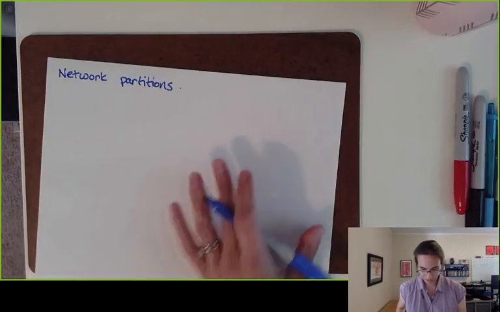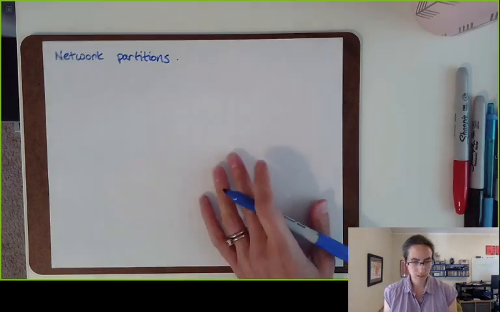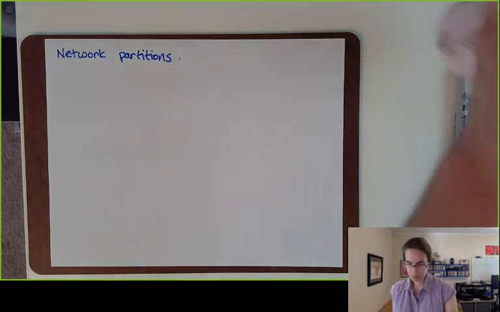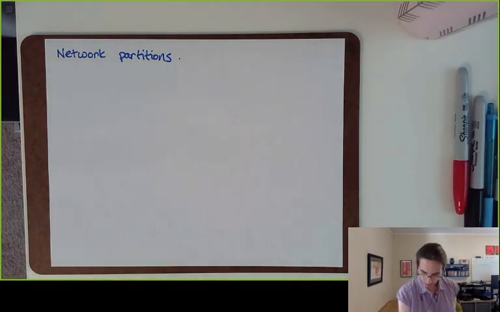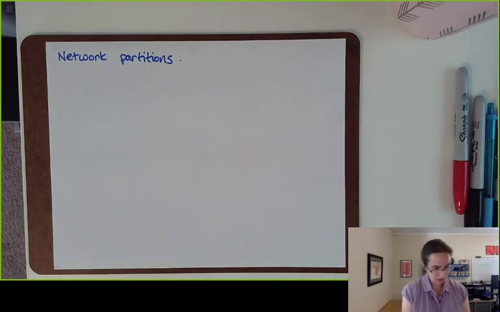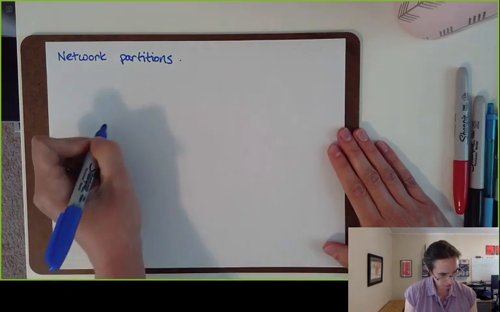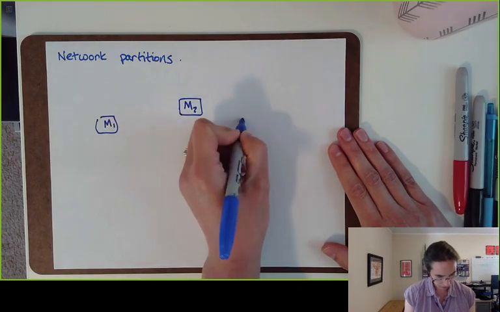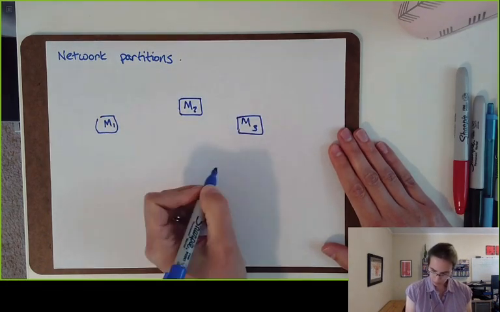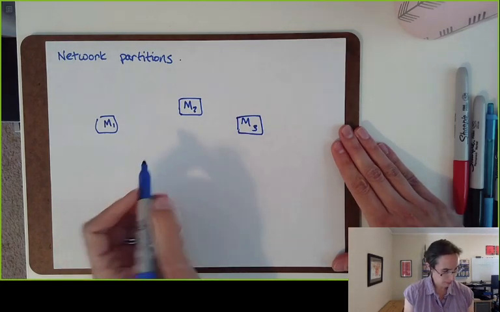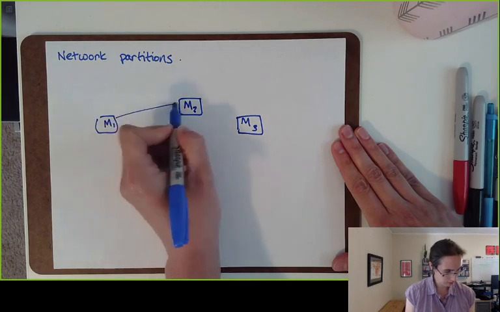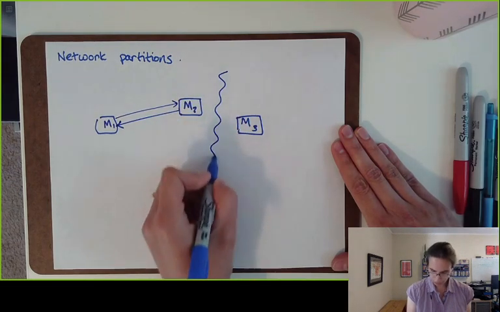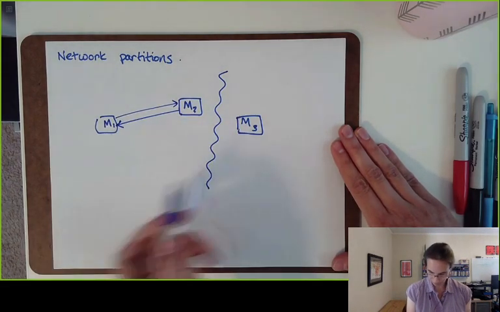Okay, so network partitions. What does this term mean? Anyone know? Right, if you have some kind of network of communicating nodes, you can imagine a scenario where some of them might not be able to talk to each other. Maybe machine one and machine two can talk to each other, but neither of them can reach machine three. So there can't be any communication between this side and this side. That's a network partition.